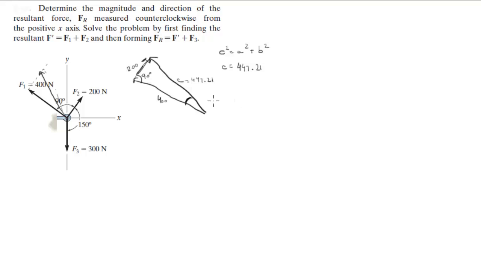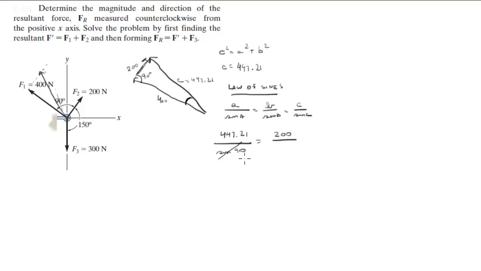You can do this easily with the law of sines. Now the law of sines says that A over sine of angle A is equal to B over sine of angle B, which is equal to C over sine of angle C. If you plug in the numbers, you can do 447.21, this one right here, over the sine of 90, which is this one right here. Sine of 90 is equal to 1, so you can scratch that off. Dividing by 1 is redundant. Is equal to 200, this one right here, over the angle we're trying to figure out. Let's call it, I believe this Greek letter is epsilon, sine of epsilon.